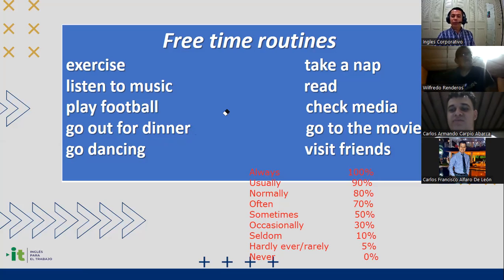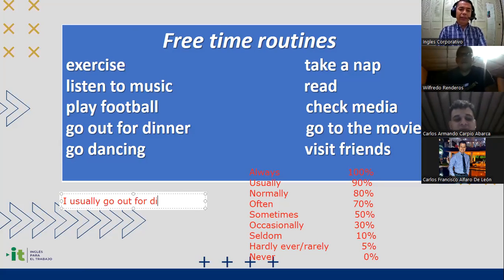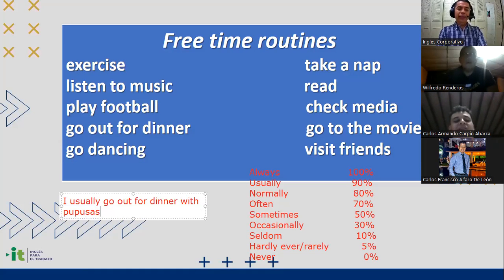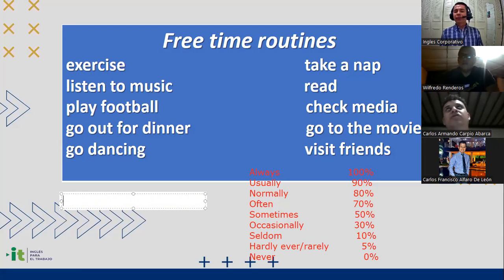With. I will copy the sentence. I usually, in this case, is the case of Carlos, right? Go out for dinner with pupusas, right? Con with pupusas. I usually go out for dinner with pupusas. Yes, excellent. Now, I usually go out for dinner with pupusas. Now go dancing, Carlos.